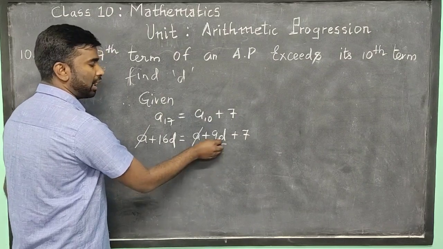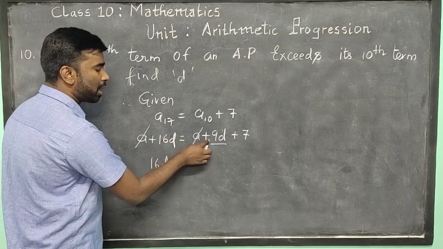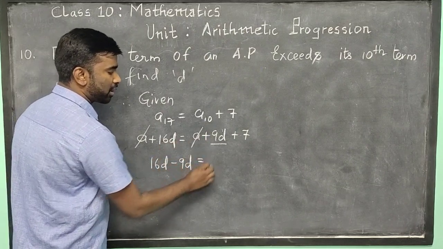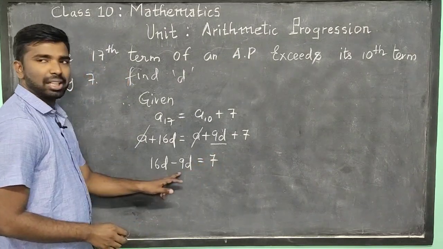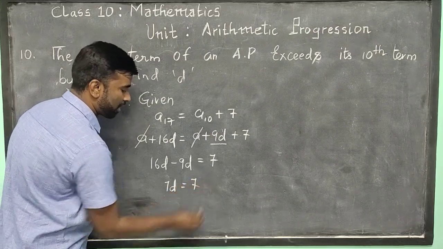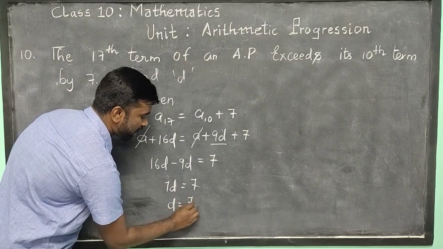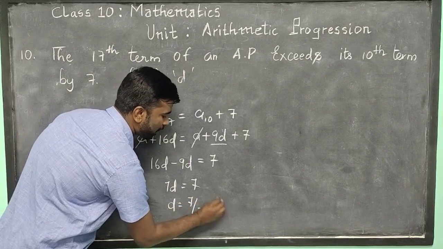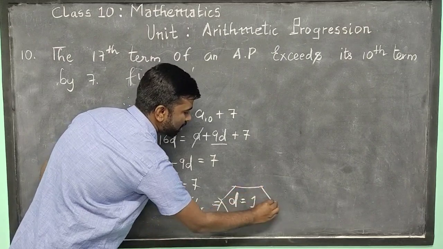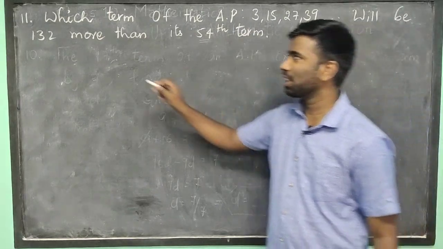Now shift this 9D to LHS. 16D as it is. Now plus 9D, after shifting, becomes minus 9D, which is equal to 7. 16D minus 9D is 7D, which is equal to 7. Now dividing both sides by 7, we get D equals 7 divided by 7. Therefore D equals 1. The common difference D equals what? 1.